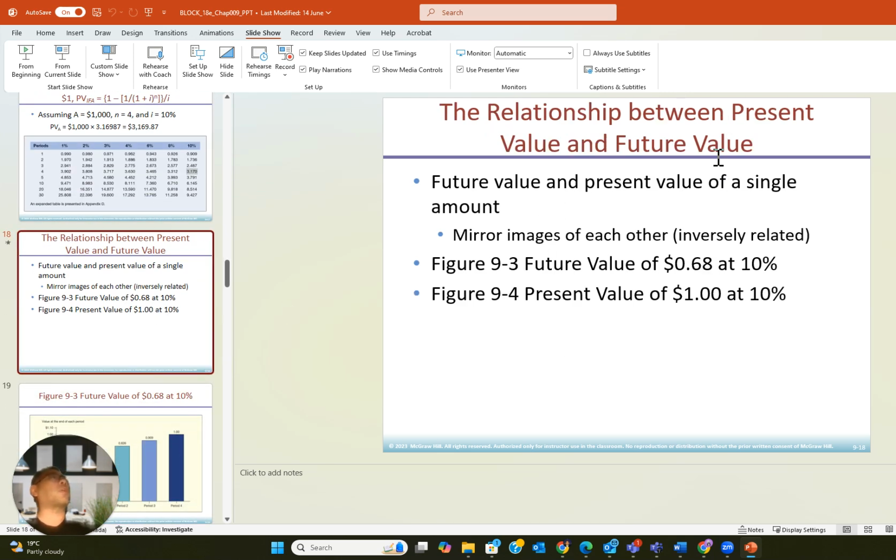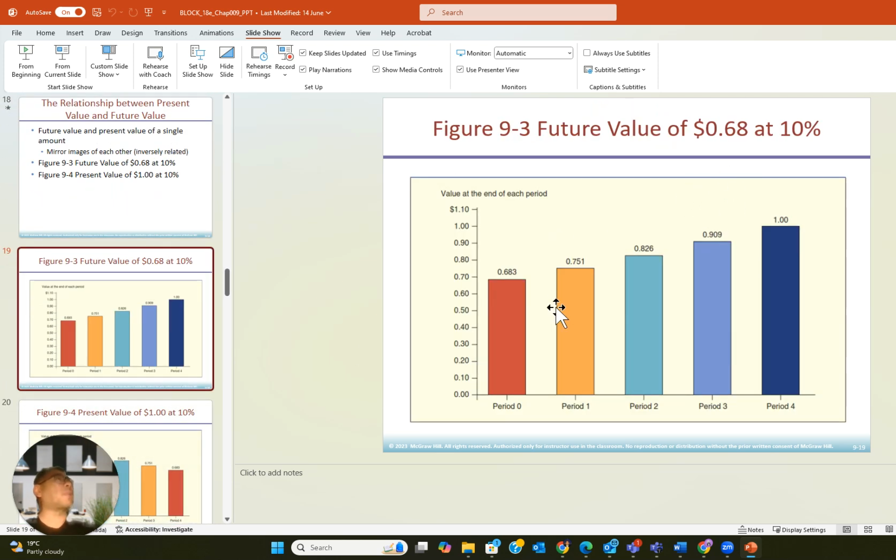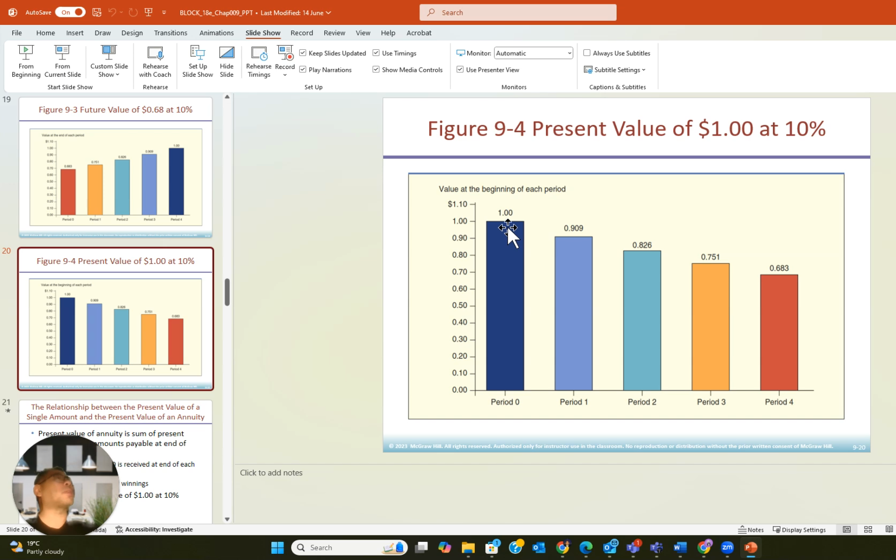The relationship between the future value and present value of a single amount. For example, in 9.3 the future value is 0.68 at 10%, and in 9.4 the present value is $1 at 10%. This is a given example at 10%. For period 1 it is 0.683 all the way, future value, and for the present value it will be the reverse period there.